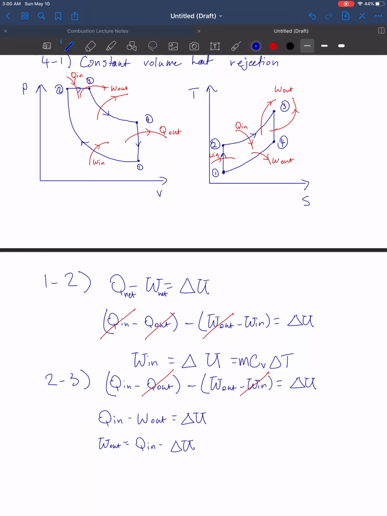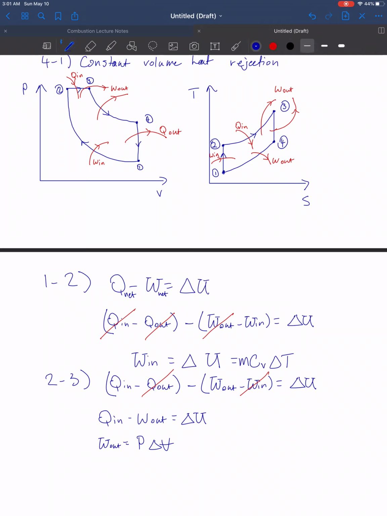Now what's that going to look like? Well, delta U we've already said is equal to m Cv delta T, right? But, okay, that wasn't exactly the smartest. Really, your work out a lot of the time is going to be P dV, P delta V, right? So we don't even have to worry about it. That is called our boundary work, our expansive work. So that's what that's going to be.